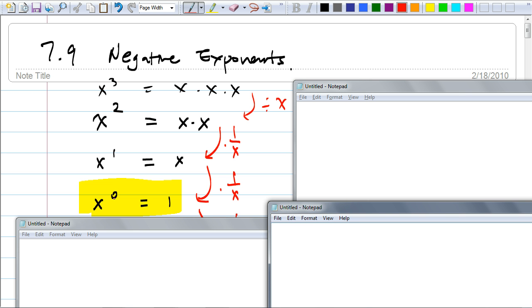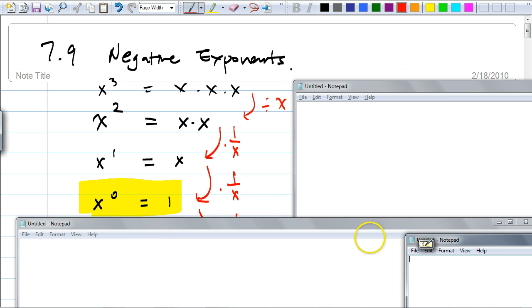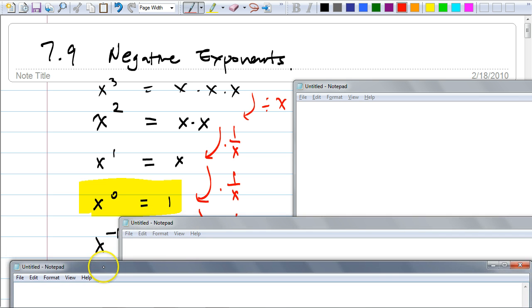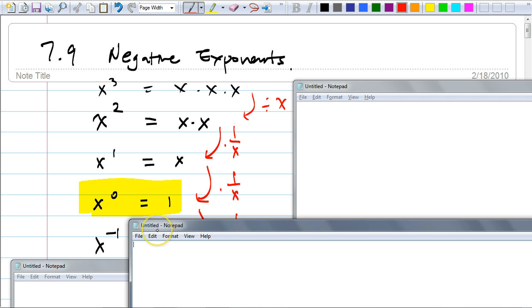Now, we haven't talked about any negative exponents, but look what happens as we move one down here, right? As we go from, you see we had x to the third, x to the second, x to the first, x to the 0 power. Guess what the next one is? 1 over x. X to the negative 1 power. And so we have the answer. What does then this negative exponent really mean?